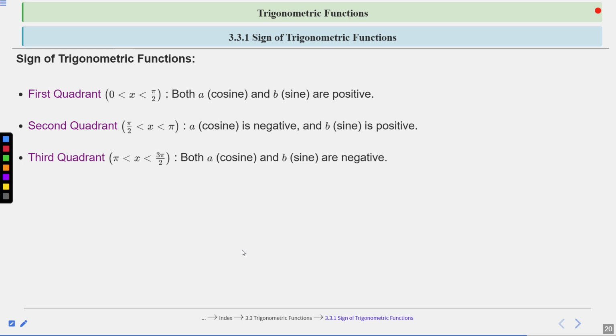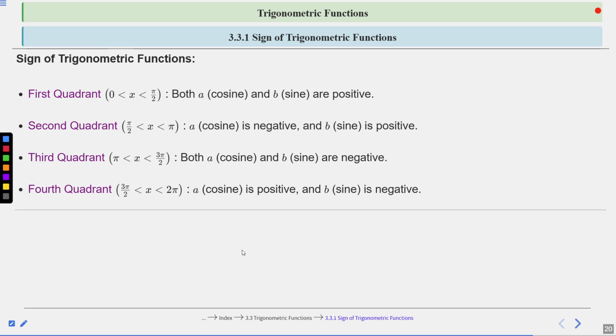In the third quadrant, which is from pi to 3 pi by 2, both a, which is cosine, and b, which is sine, are negative. In the fourth quadrant, in which x is from 3 pi by 2 to 2 pi, a, which is cosine, is positive, and b, which is sine, is negative, right? You need to remember these things also. Not only remember, you need to understand this also. Clear? From the unit circle, you can easily say which one will be negative in which quadrant, right? Clear? Hope you all understood this.